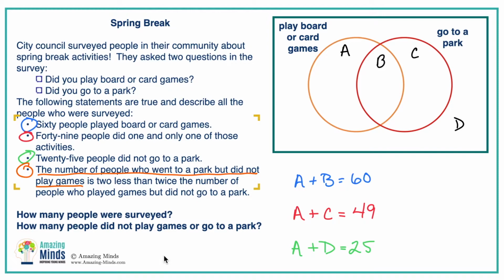That would be category C. People in C went to a park but did not play games. Now let's skip the "is 2 less than twice" for right now. And let's come to this: the number of people who played games but did not go to a park. A. How can you help students who are really struggling with this concept of how to write this equation?